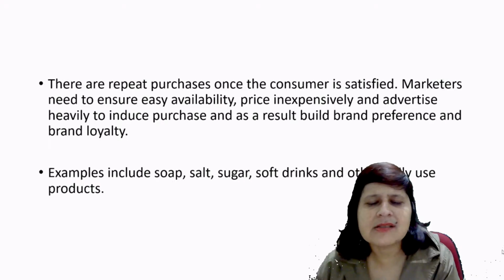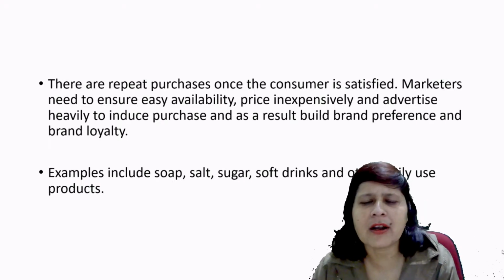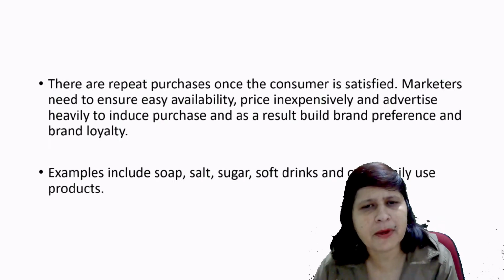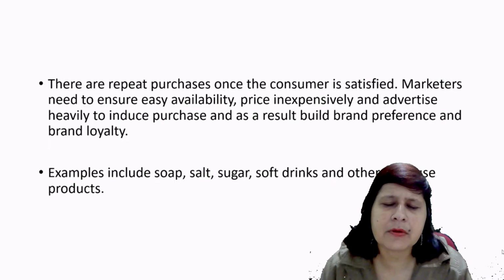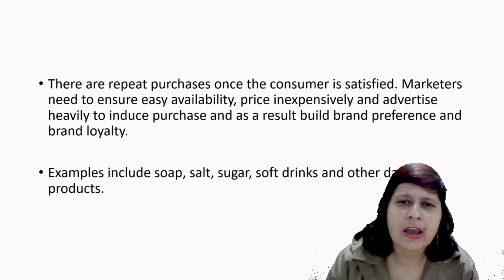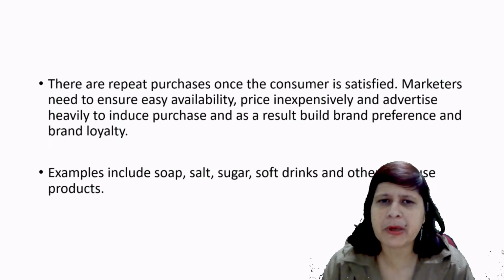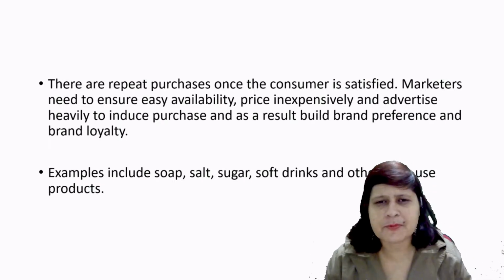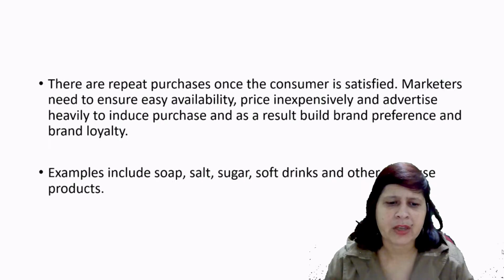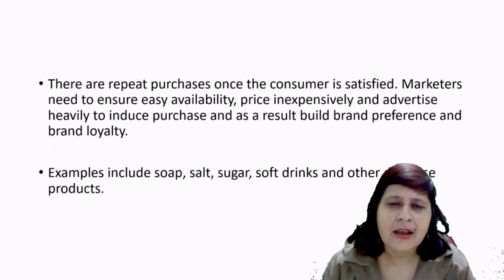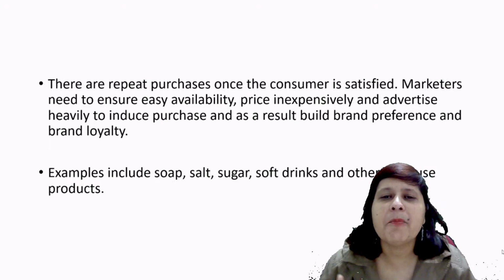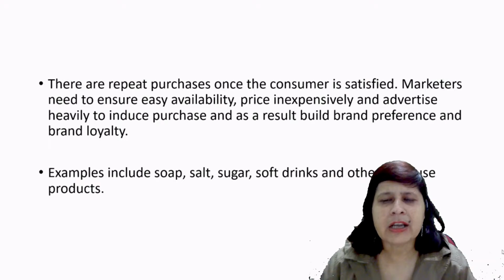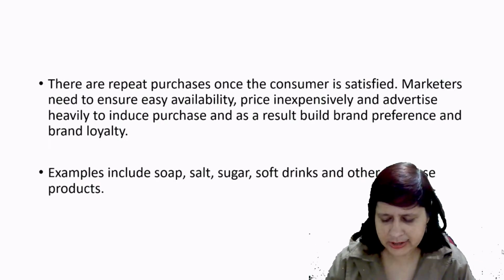The basic things are the availability of the product, how easily that product is available, the price of that product, right? And the advertisements. The marketer has to invest heavily in the advertisements of these products, because many substitutes are easily available for that particular product. And this advertisement helps in building a brand, right? It helps in building brand preference and brand loyalty, right?